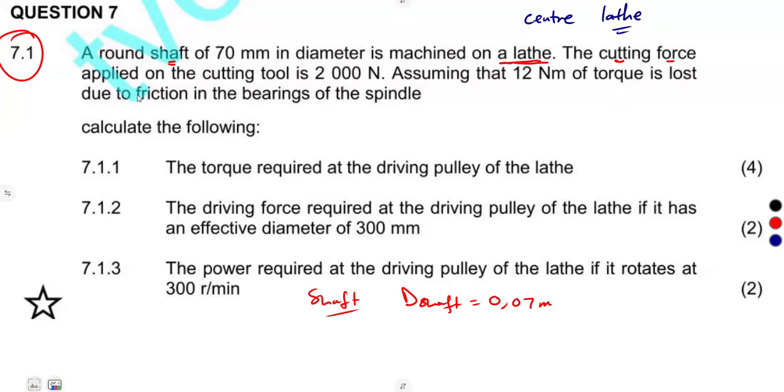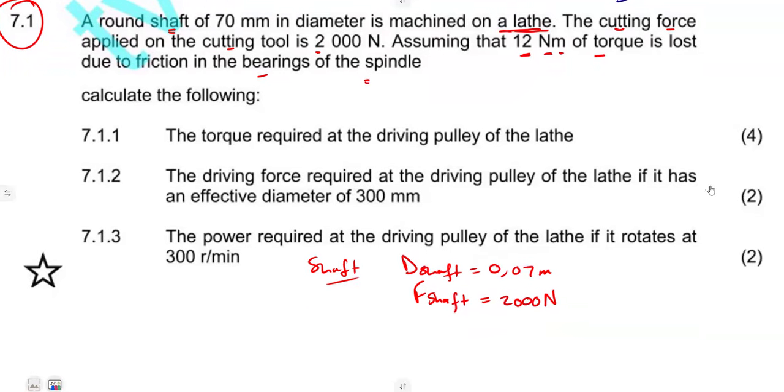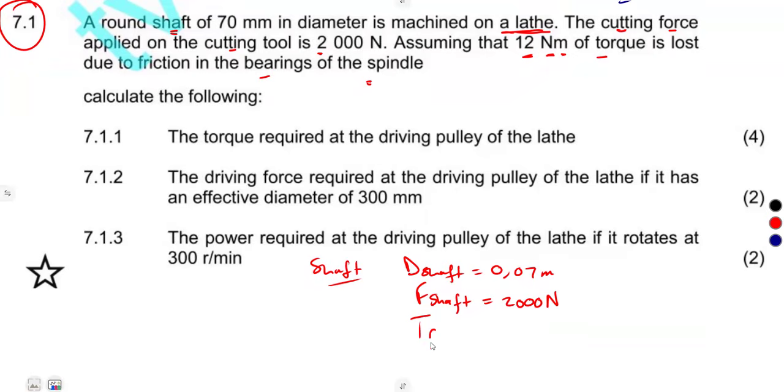Then the cutting force applied on the cutting tool, which is on that shaft. So that cutting force is the shaft force, since it is applied on the shaft: 2000 Newton. Assuming 12 Newton meter of torque is lost due to friction in the bearings of the spindle. This is the torque that is lost due to friction. I'm just going to write it as T friction.